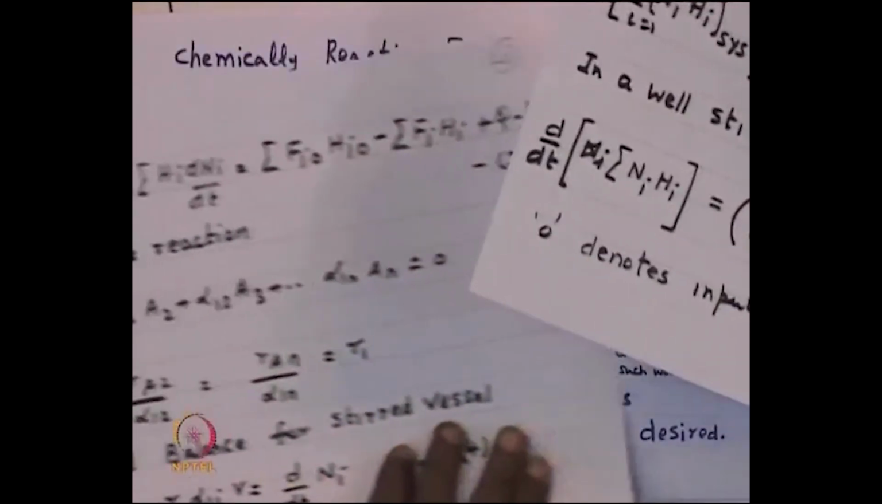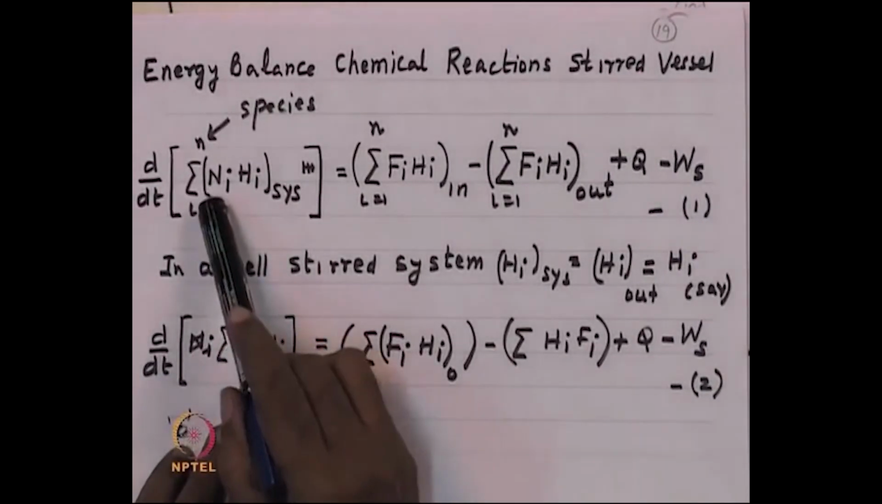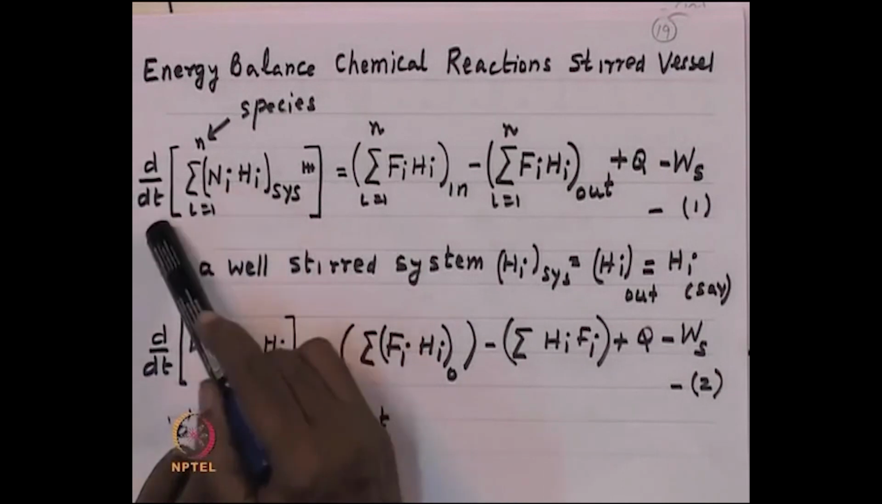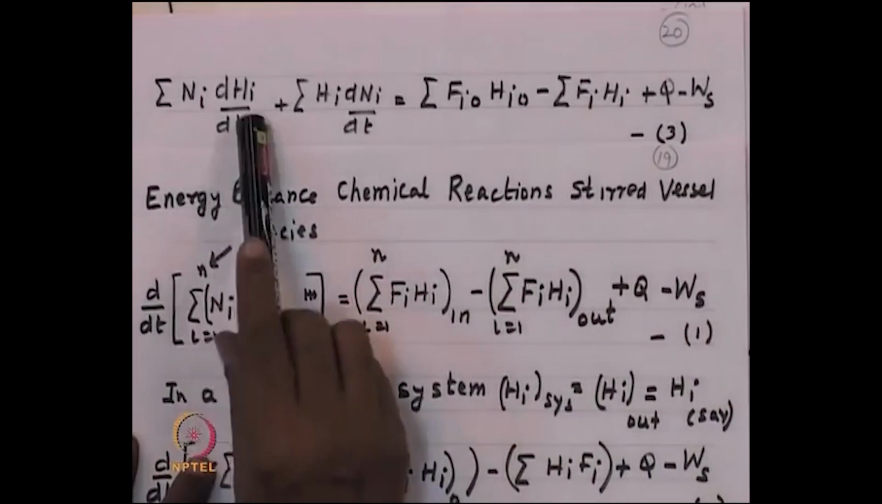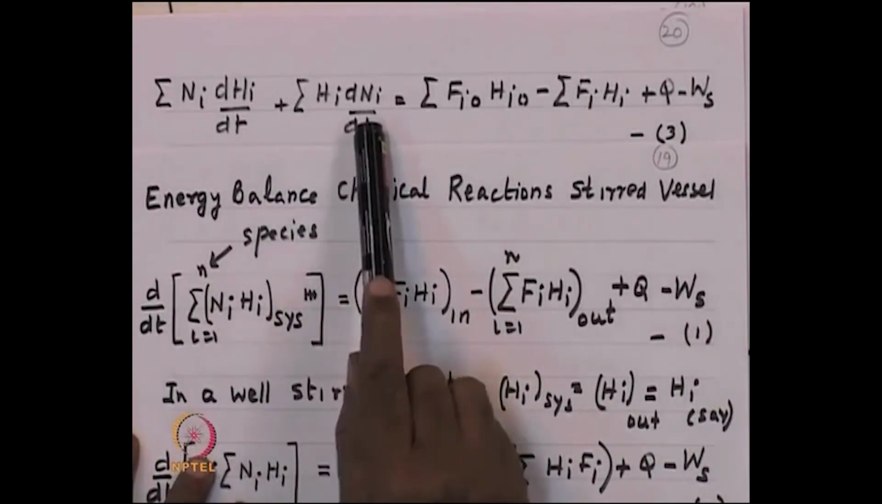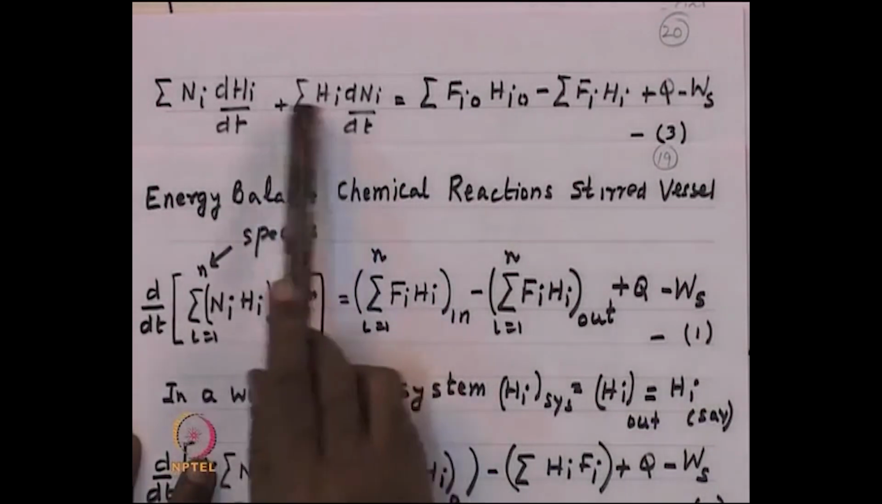To do this, what we have done here is that this term, sigma N I H I d by dt, I am just separating it as two terms: N I d H I by dt and H I d N I by dt. The first term here, N I d H I by dt, is written as two terms.